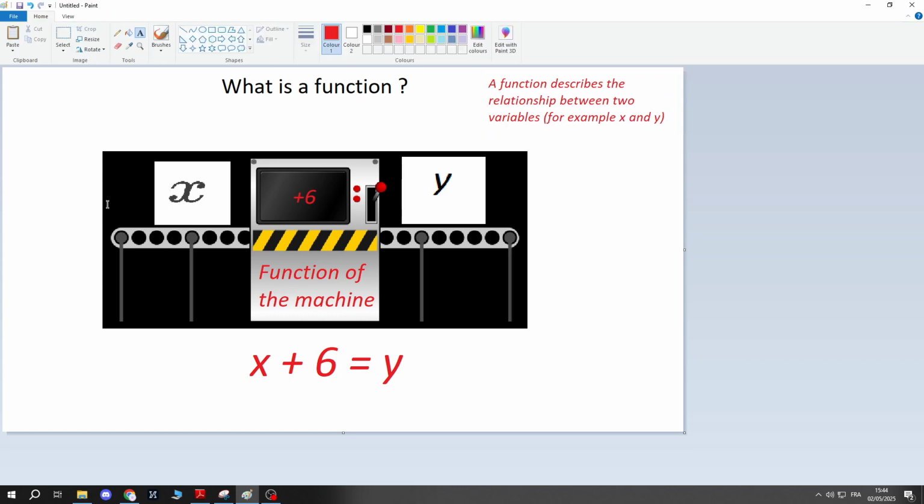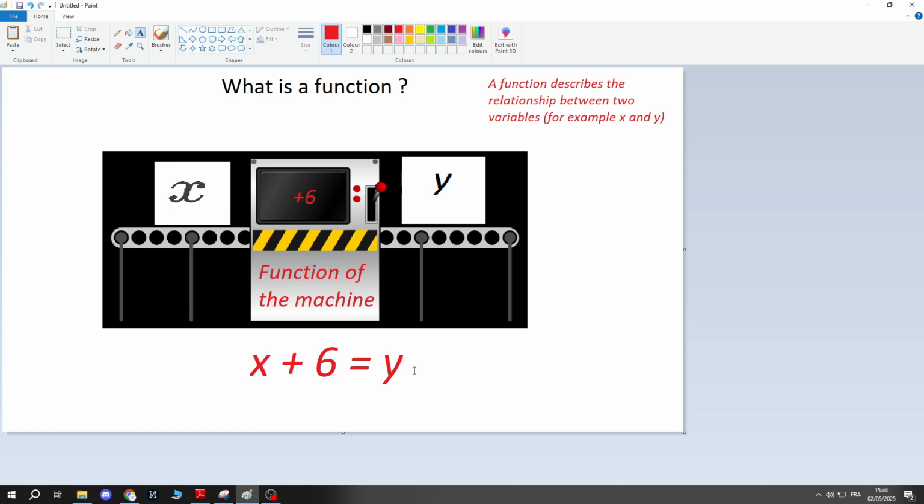Now, you might ask, can I call these variables something else? And this honestly depends on the exercise you have in front of you, but I technically could. I could call x any other letter I want if I'm given the freedom. Let's, for example, call it O, and O plus 6 would be equal to T, for example. So this is basically what a function is.